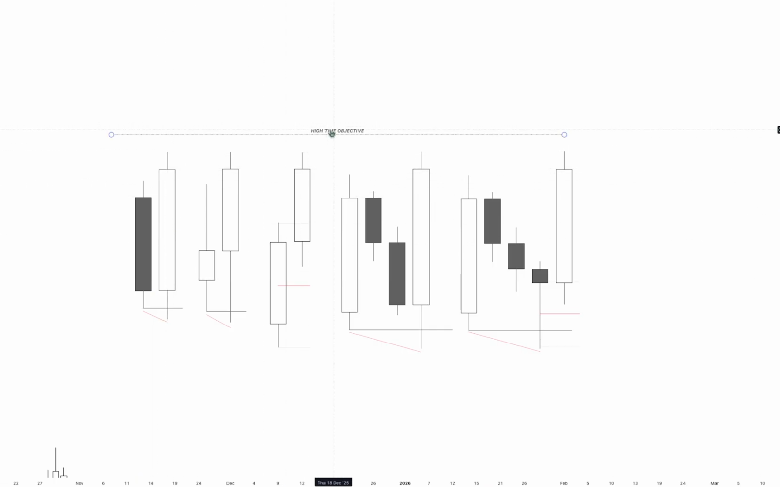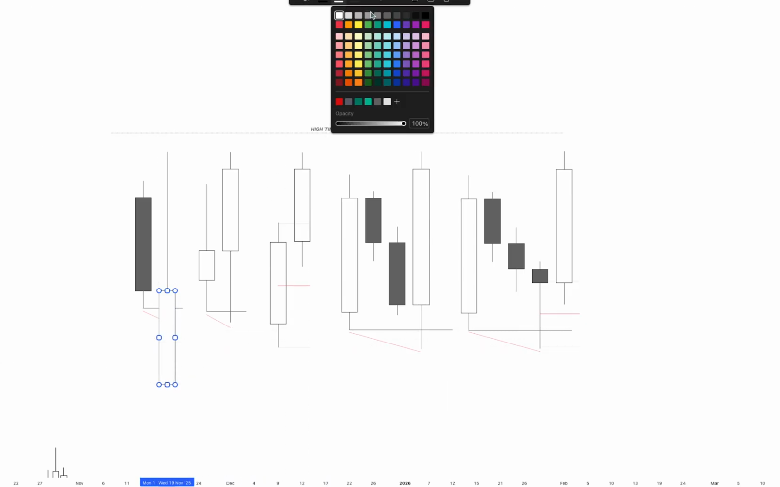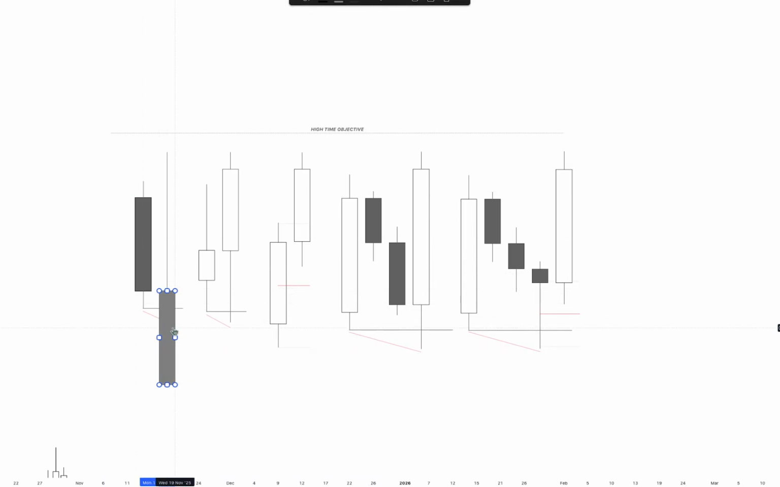If I have an objective higher and I see a candle like this, the last thing I want to do is trade this candle lower. I don't want to do that. That's pattern trading, in my opinion. For my edge, that's pattern trading. I want it to go higher. And if it doesn't go higher, then I'll skip the day.